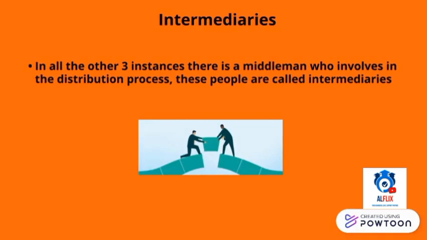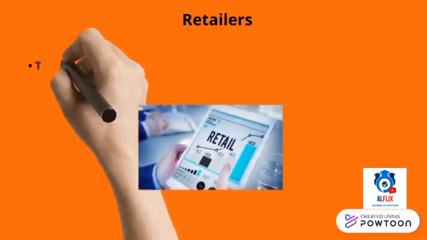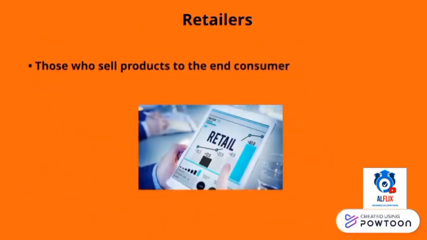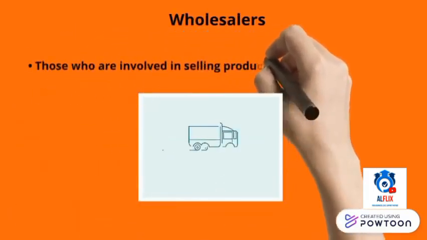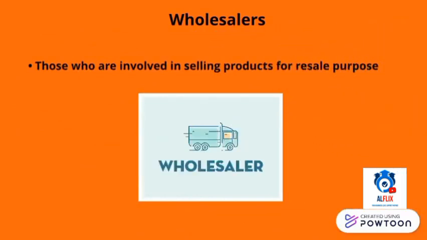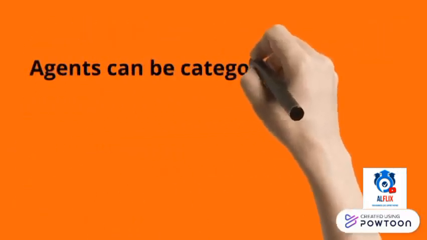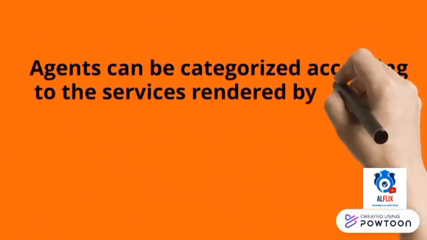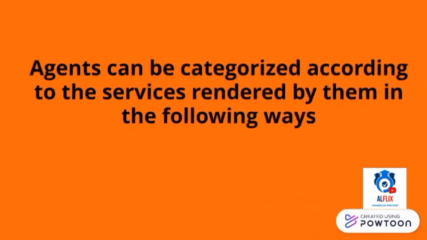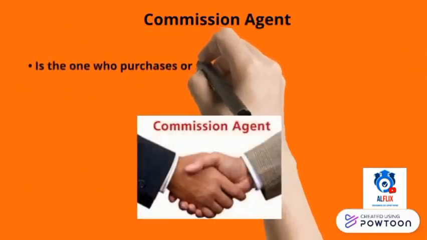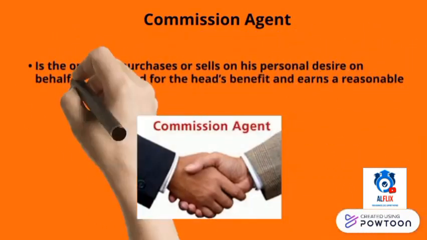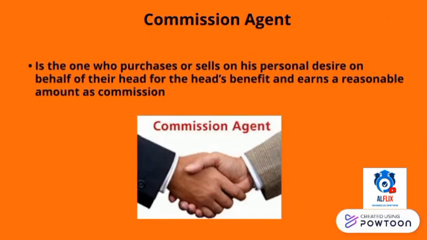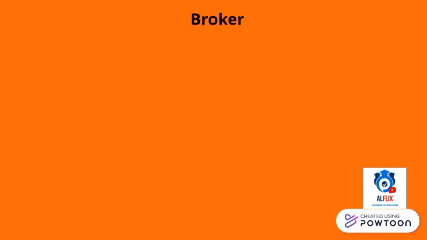Let's look into each intermediary briefly. Retailers, those who sell products to the end consumer. Wholesalers, those who are involved in selling products for resale purposes. Agents can be categorized according to the service rendered by them in the following ways. Commission agent is the one who purchases or sells at his personal discretion on behalf of their head, for the head's benefit, and earns a reasonable amount as commission.